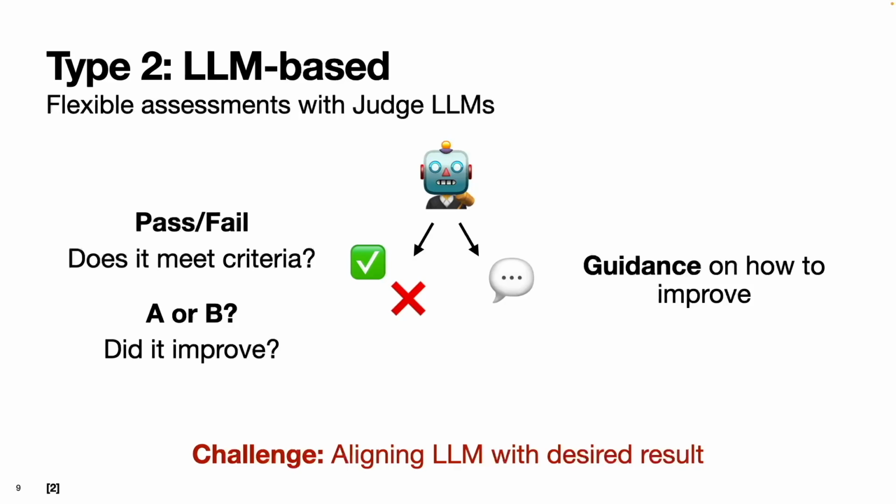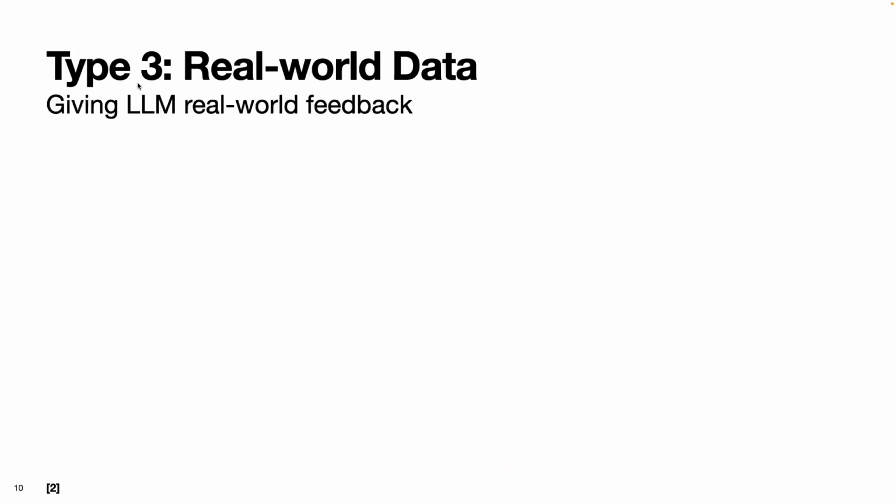And so in my experience, getting an LLM judge to work well can be a whole undertaking in and of itself, but sometimes it might be the only viable way to do certain types of evaluations. The final type of eval I'll talk about is real-world data. This consists of giving an LLM real-world feedback.